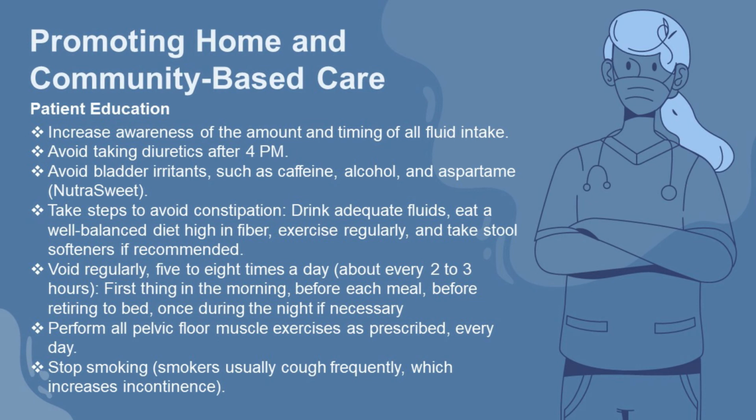Take steps to avoid constipation such as drinking adequate fluids, eating a well-balanced diet high in fiber, exercising regularly, and taking stool softeners if recommended. Void regularly 5 to 8 times a day, about every 2 to 3 hours: first thing in the morning, before each meal, before retiring to bed, and once during the night if necessary. Perform all pelvic floor muscle exercises as prescribed every day. Stop smoking. Smokers usually cough frequently, which increases incontinence.